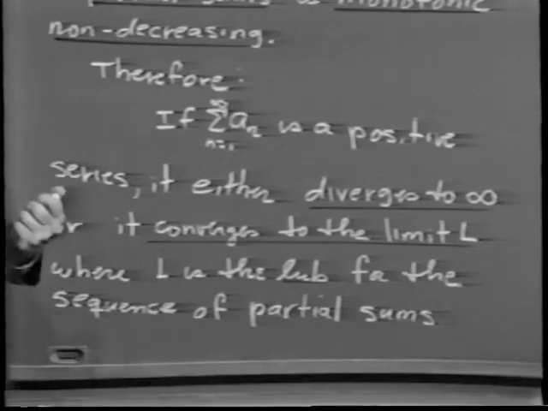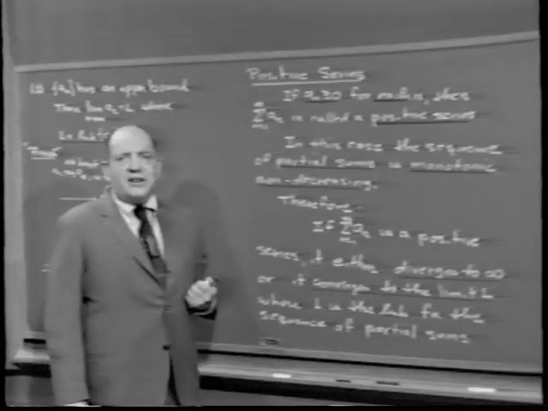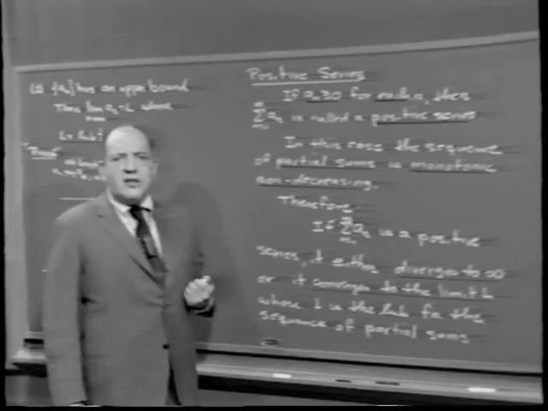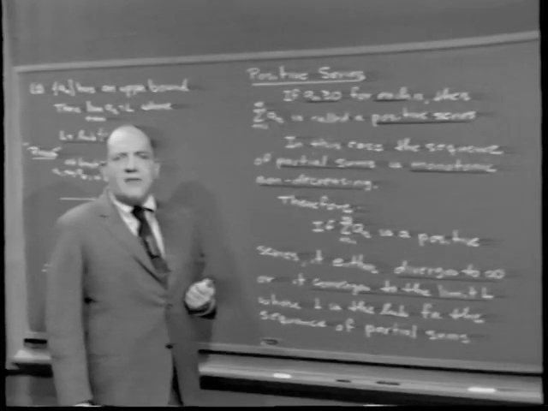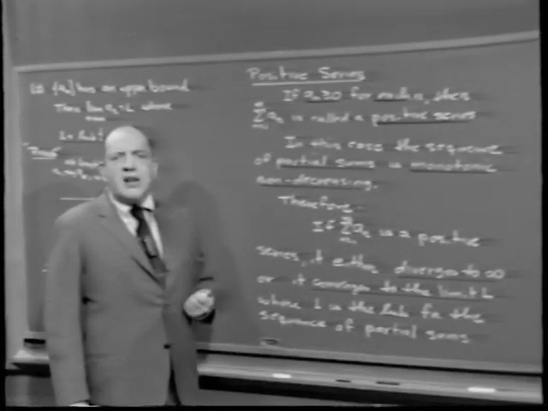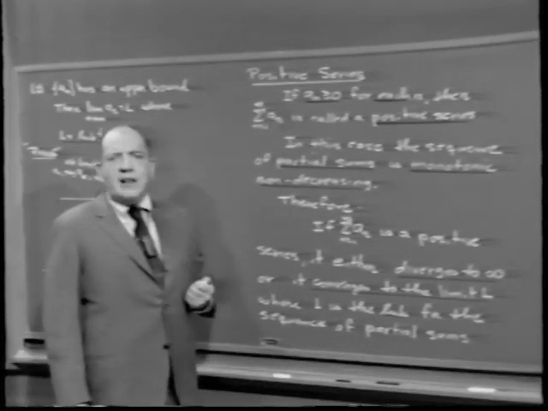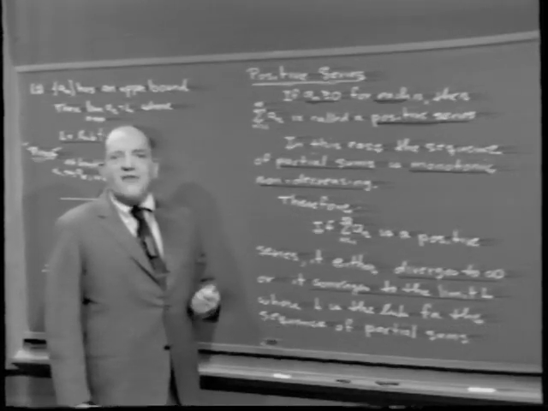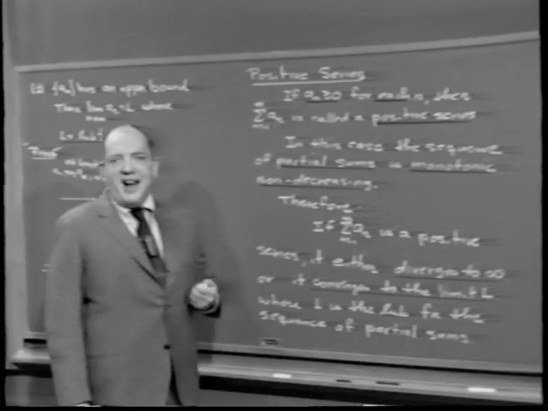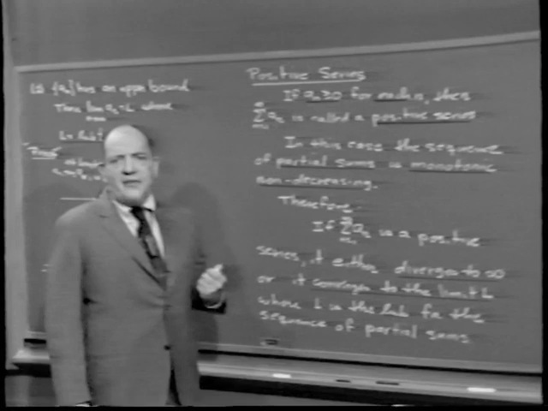Okay? Now, qualitatively, that's the end of our story. In other words, we now know what? For a positive series, it either diverges to infinity, or else it converges to a sum, a limit, and that limit is what? The least upper bound for the sequence of partial sums. The problem is that quantitatively, we would like to have some criteria for determining whether a positive series falls into the first category or the second category. In other words, how can we tell whether the series converges or whether it diverges?